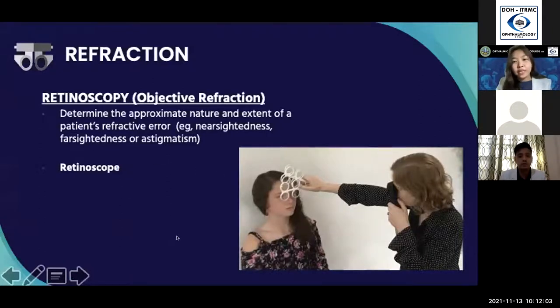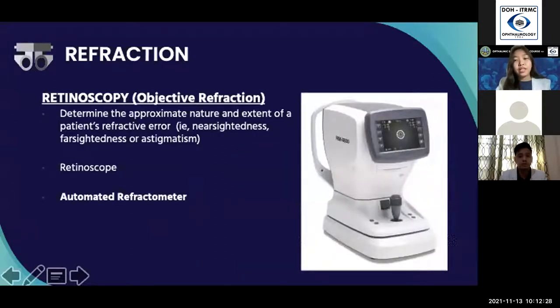Retinoscopy is a clinical test used to determine the approximate nature and extent of a patient's refractive error, such as nearsightedness, farsightedness or astigmatism. Retinoscopy is performed primarily with a retinoscope, which is a handheld instrument consisting of a light source and a viewing component. So this is an example of a retinoscope. More commonly used nowadays is the automated refractometer. So this is probably what you more often see us using in the clinics.